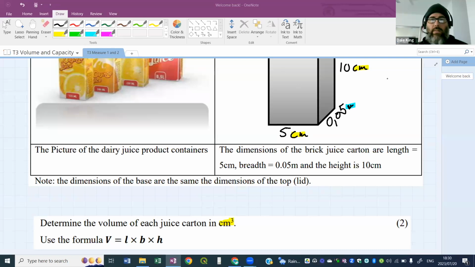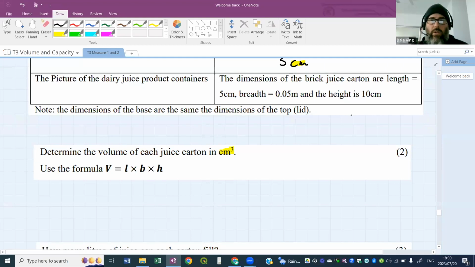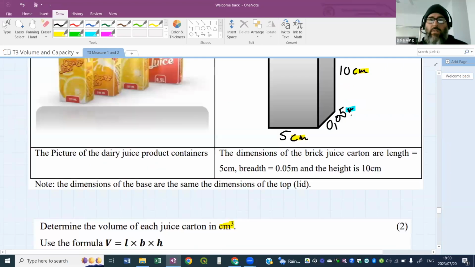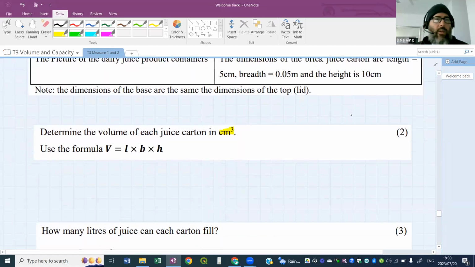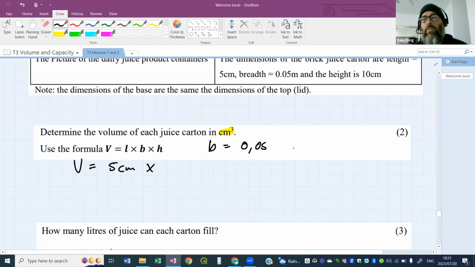All right. Let's have a look. Okay. So we've got 5, 0.5, and 10. Okay. So let's have a look here. V for volume. The length was 5 centimeters. I'm going to multiply, and I'm going to do the conversion inside the sum. You don't have to do it like this. You can do it on the side. So you can say that the B for breadth is 0.05 meters times 100, which will give you 5 centimeters. You can do that on the side first.